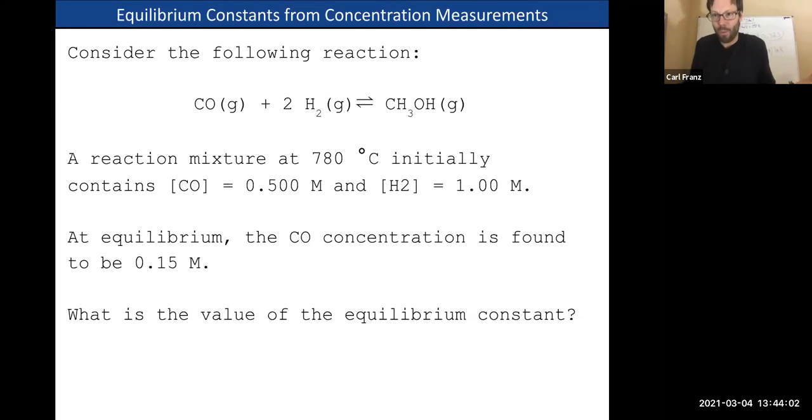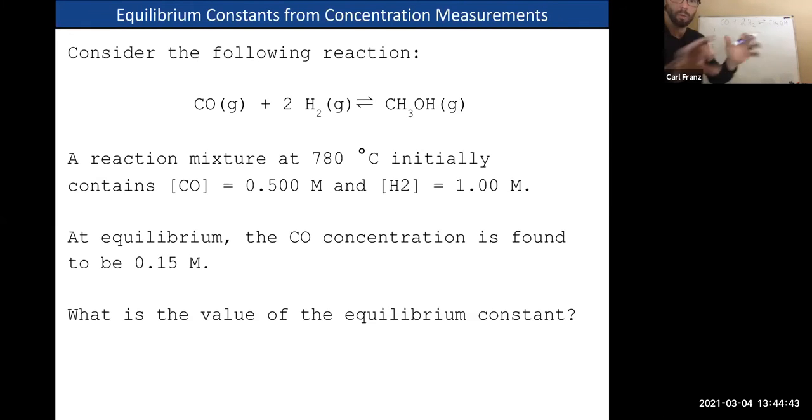But anyway, ice tables. So ice baby, guys, that's what we're going to do. Remember, with ice tables, we start by just writing out the reaction, which is carbon monoxide plus 2 hydrogen yields methanol, CH3OH. Okay? And then we write ICE.